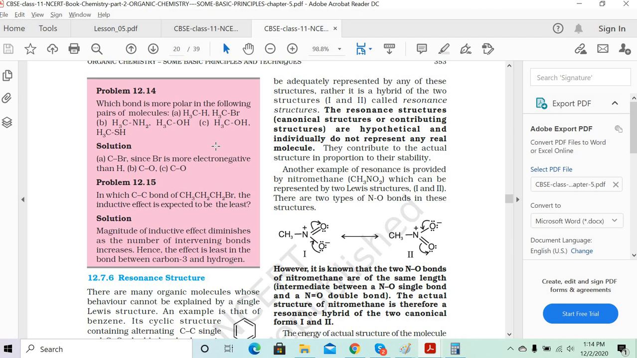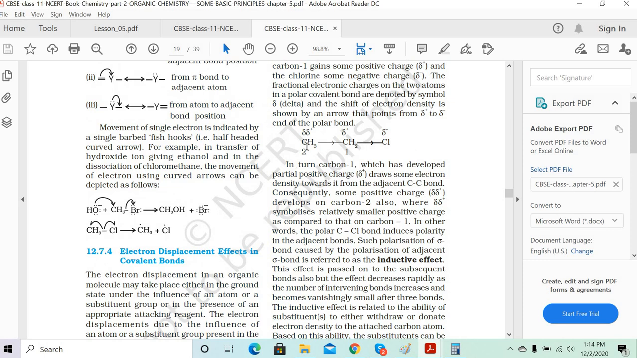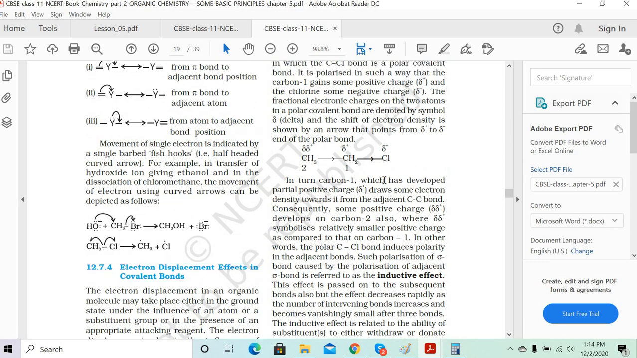In which carbon-carbon bond of CH3, CH2, CH2Br is the inductive effect expected to be least? Come on, you got it now. Which will have the least inductive effect? Remember this for 12.15. So to answer 12.15, go back to your figure CH3, CH2, Cl, which you drew.